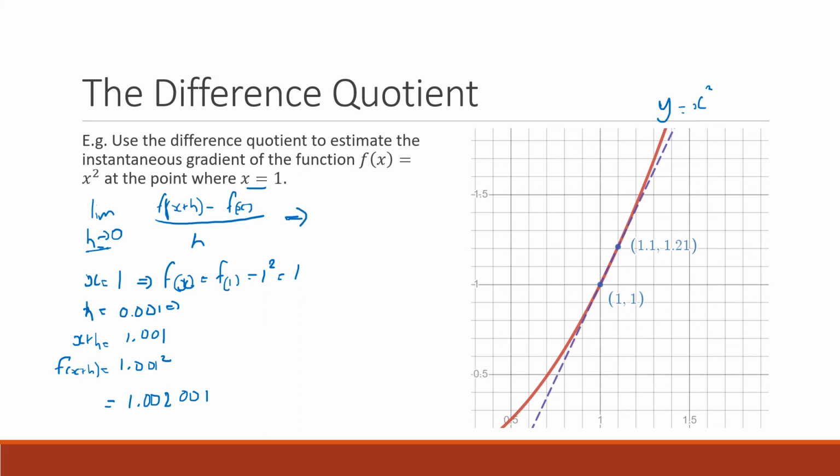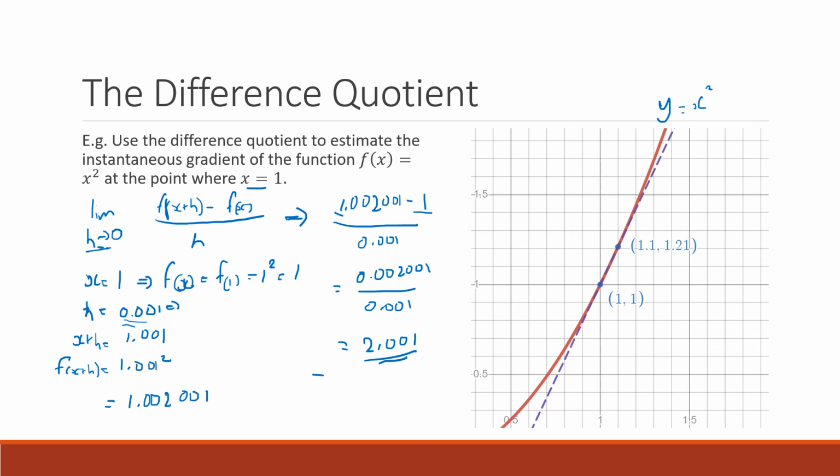And then putting all of that into our formula, we get 1.002001, subtract 1, divided by h, which is 0.001. That equals 0.002001. Right? The 1 there and the 1 there just cancel each other out. All divided by 0.001. And that's going to be 2.001. Now, that's not going to be my exact gradient because my h value is not quite 0.